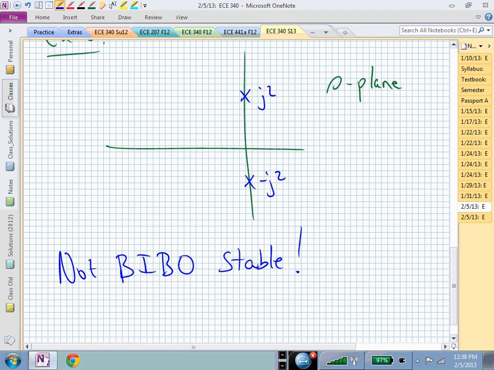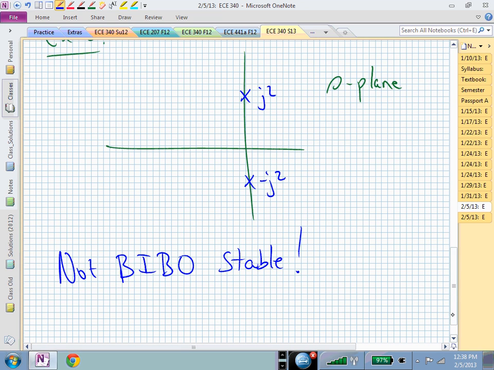On the exam then, if you are given a transfer function, you'll need to find the roots of the denominator polynomial and see, are all of the real parts of those roots negative? Are all of those poles in the left half plane? If they are, your system is bounded input, bounded output stable.